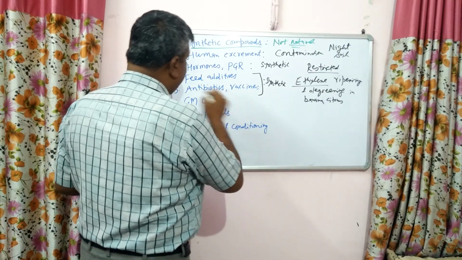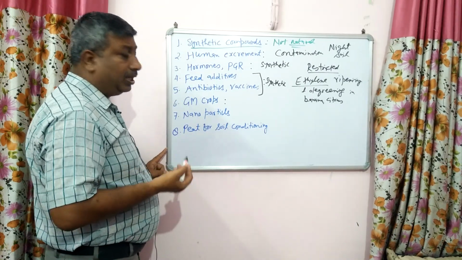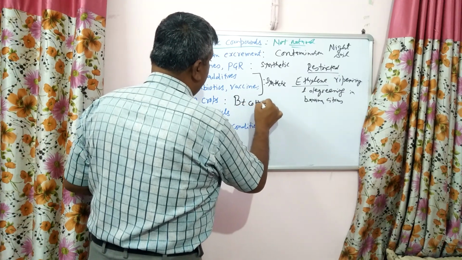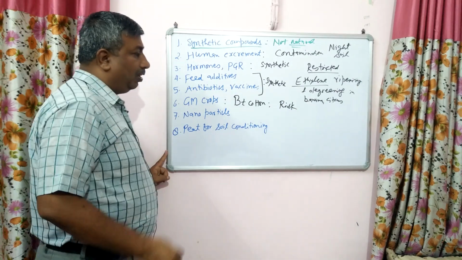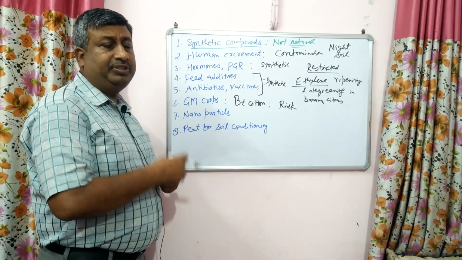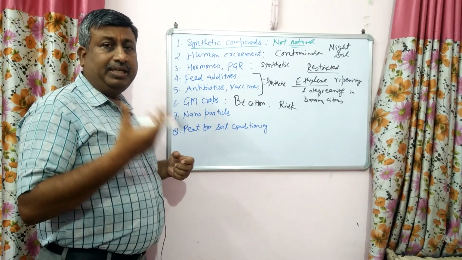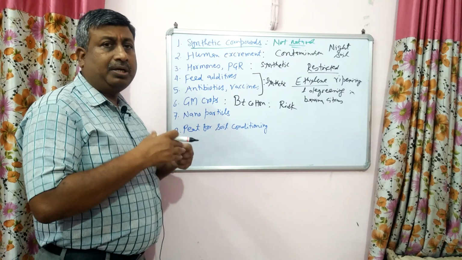Then GM crops, genetically modified or genetically engineered crops, are not allowed. For example, Bt cotton is not allowed. The reason is that there is a risk of the genotype or other consequences which are not clear. So genetically modified crops like GM soybean, GM maize, GM canola and GM mustard are not allowed.